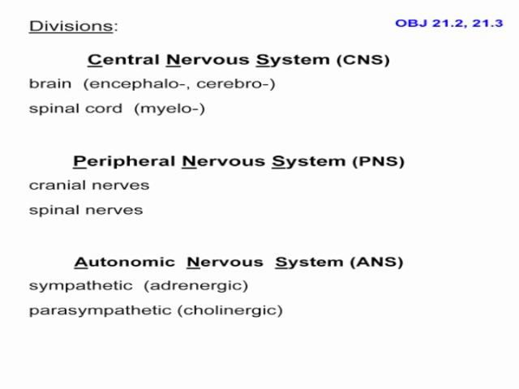We also see within the peripheral nervous system the autonomic nervous system, or ANS. This entails the sympathetic, or adrenergic, and the parasympathetic, the cholinergic. The sympathetic has the neurotransmitter norepinephrine, and the parasympathetic has acetylcholine.